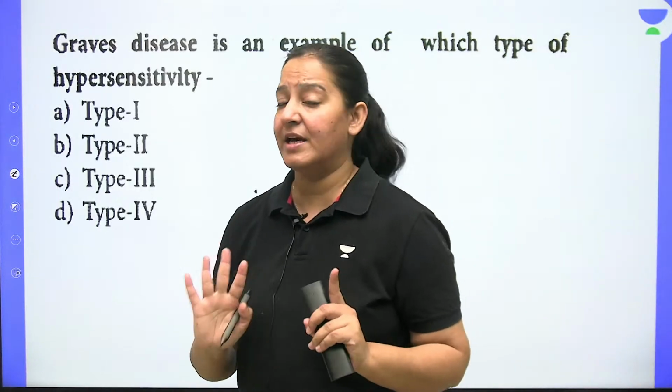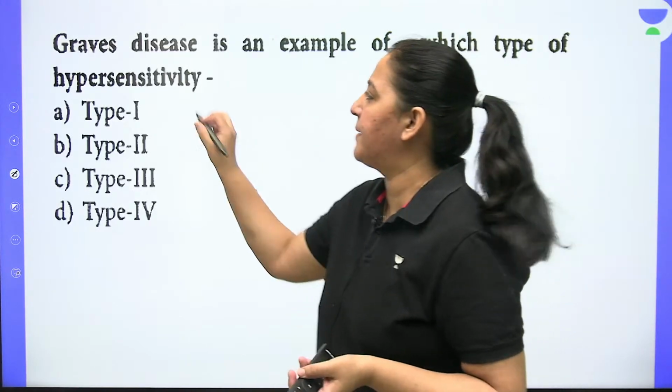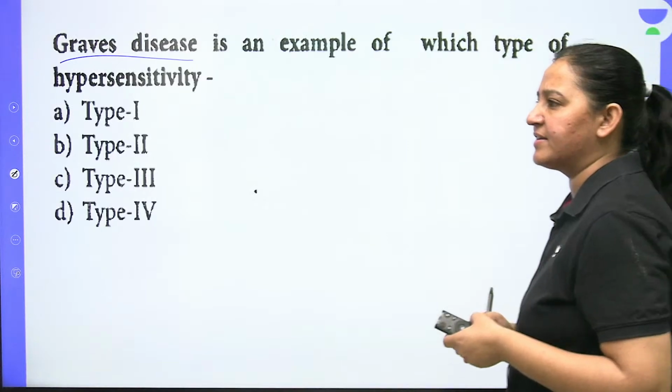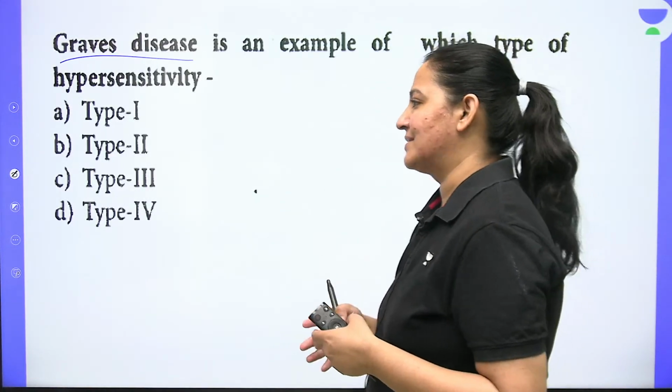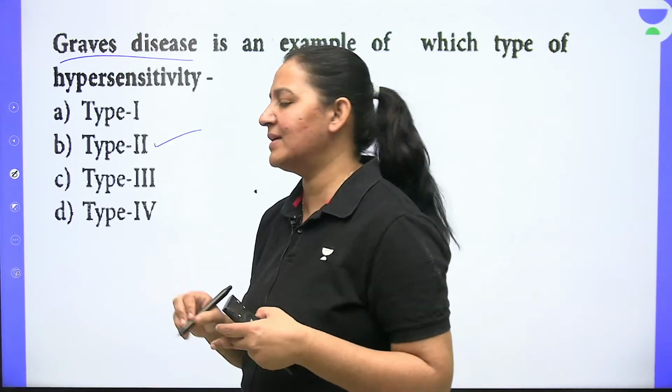These all are previous year questions. These are not new questions; they are already asked in your various exams, the previous year papers. So Graves' disease is an example of which type of hypersensitivity? Can you tell me the correct answer? The four options are in front of you. You already answered. Very good. Anu, Lavanya, morning medicos. So the correct answer here is type 2.